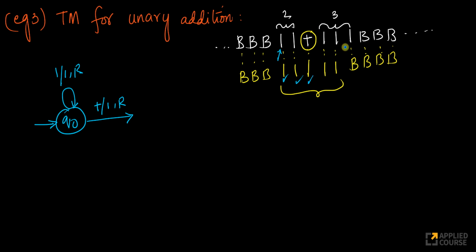Cool. Now I keep moving right. If I keep getting 1s, let's call this state Q1. I'll keep moving right as long as I keep getting 1s. Finally, I'll get a B.